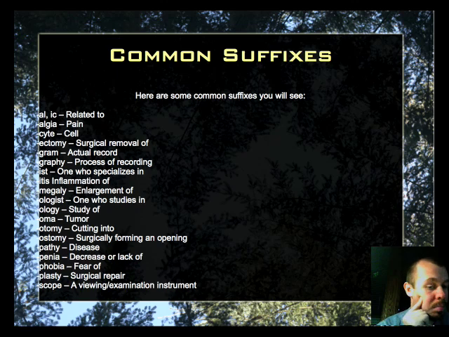Pathy, disease. Penia, decrease or lack of. Phobia, fear, like arachnophobia is the fear of spiders. Plasty, like I just mentioned previously, rhinoplasty. Scope is a viewing or an examination instrument. So I apologize when I was talking about gastroscope. That's actually combining a root word and a suffix to look inside your stomach.